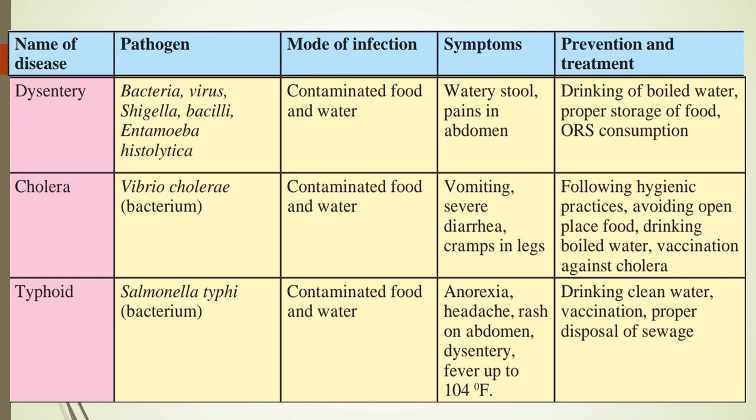Now here we see the mode of infection is common, that is, contaminated food and water is common for all these three diseases. Which diseases? Dysentery, cholera and typhoid. So it is very good for us, or it will be a better way, to eat food made at home and drink pure or clear water, boiled water.